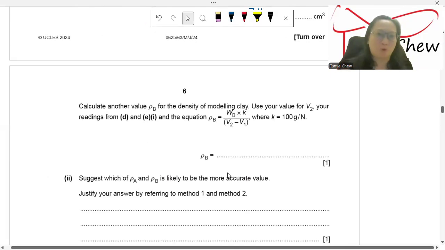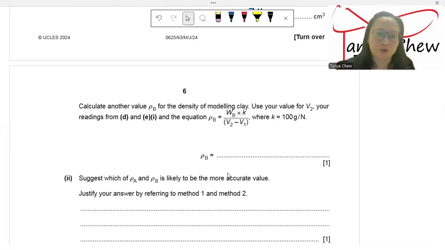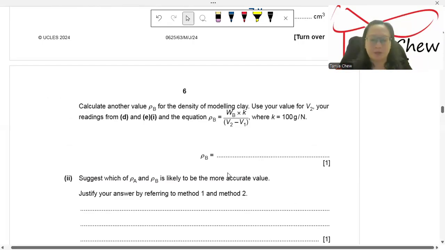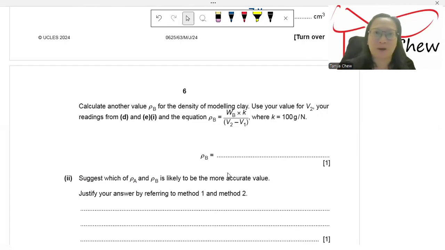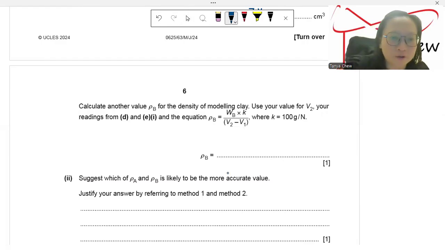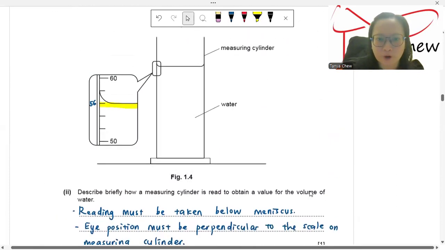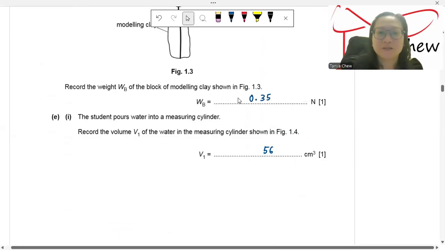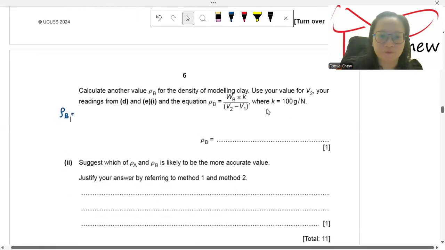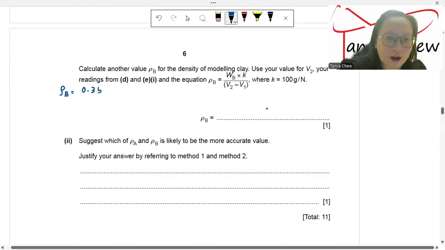Calculate another value, rho B, for the density of modeling clay. Use your value for V2, your readings from D and E part 1, and the equation rho B equals WB multiplied by K divided by V2 minus V1, where K is 100 gram per Newton. So we're going to do that. Rho B is equal to WB. Remember the one that we recorded just now? 0.35. I'll just put in the value, 0.35 and multiplied by 100.